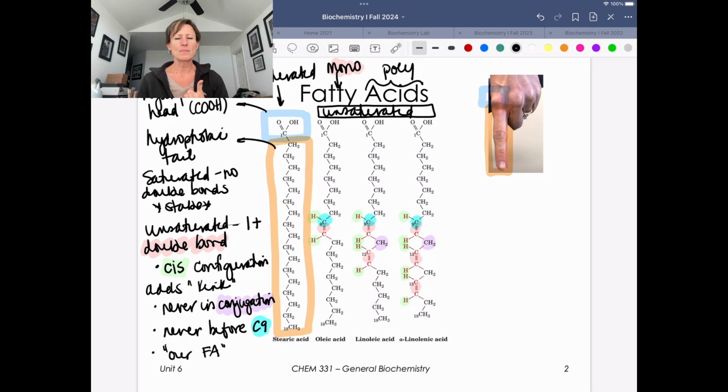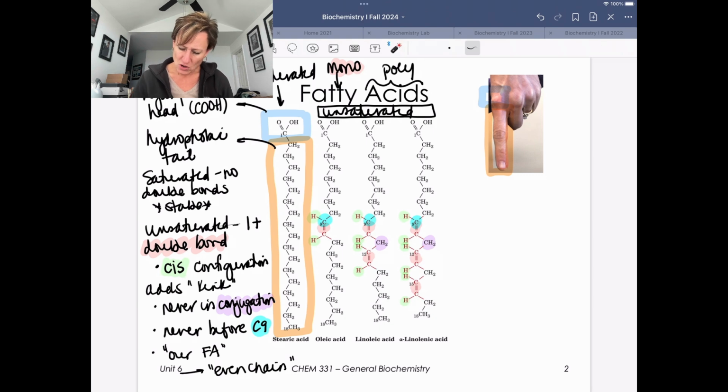What we see in our bodies is we tend to see ones that are even chain. They are going to have an even number of carbon atoms. It's not to say that there's not odd chain fatty acids, but in terms of what we tend to see in our dietary foods and what we make and use ourselves in our body, they are going to be even chain fatty acids. Okay, we can see here with all of these examples, they're all C18 fatty acids, 18 carbon atoms.